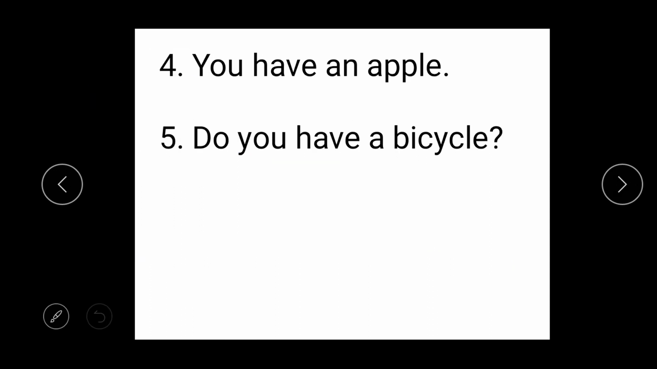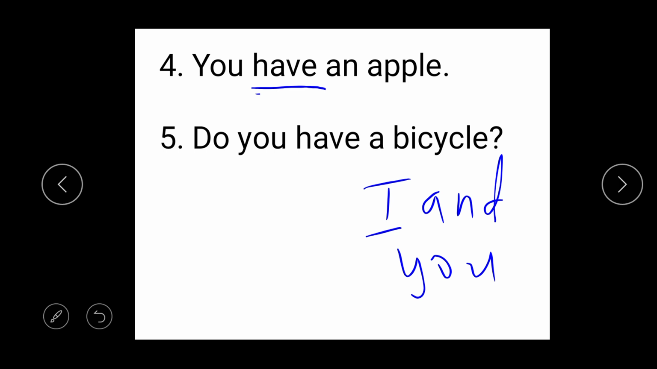Now let's look at the fourth example. You have an apple. Now what verb are we using here? Have. Why? Because I and you take the verb have. You look at the pronoun in front, and the pronoun is you. And you takes the verb have. So you have an apple.